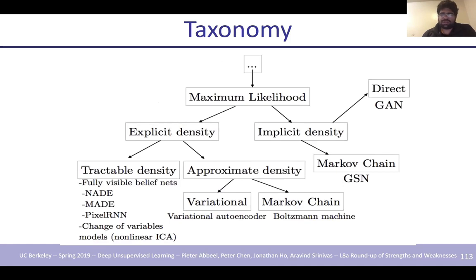So here's the taxonomy of generative models from Ian Goodfellow's NeurIPS tutorial. Apart from Markov chain Boltzmann machines and Markov chain generative stochastic networks, we have pretty much covered everything else. We've covered NADE, MADE, MixLRNN, and how to use change of variables, which gave the flow models, or RealNVP models. All of these are explicit density models. And then we also covered approximate density models, variational autoencoders, the variational lower bound, and then we covered implicit density models like the GAN. Other models that have not been covered are not particularly popular or very used. So that's the reason we focused on the more popular ones.